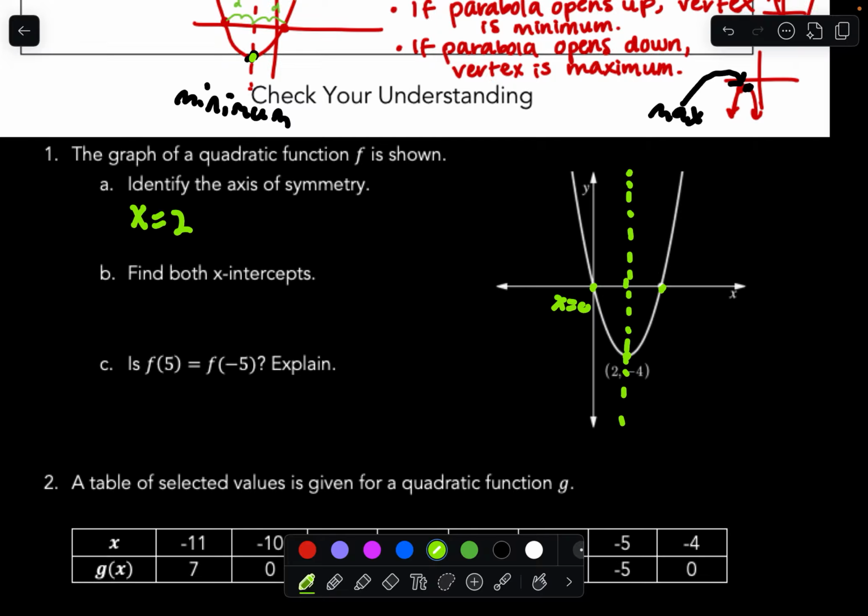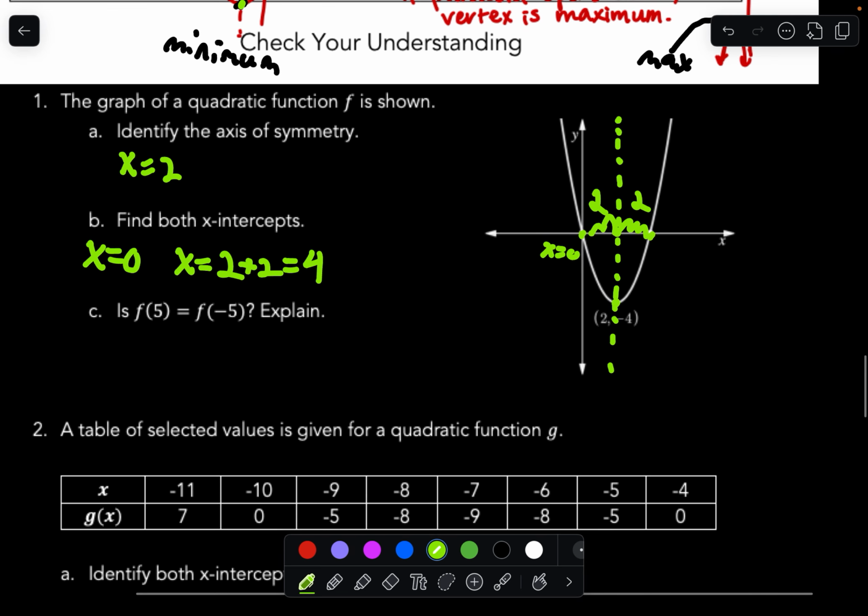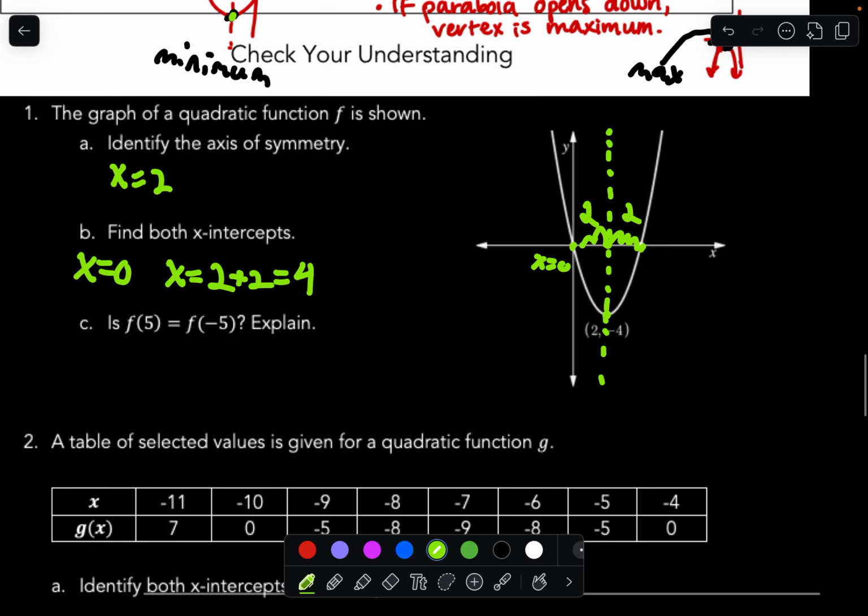Then it says find both x-intercepts. Well, we know one of the x-intercepts is at 0, and that's 2 units to the left of the axis of symmetry, which means there must be a second one 2 units to the right. So one is from the graph, x equals 0. The other one is going to be at x equals the axis of symmetry plus the distance of 2, which is x equals 4.